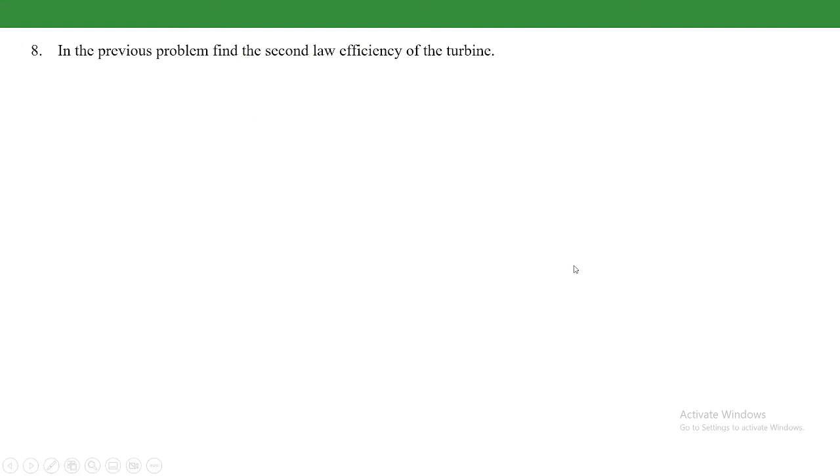In the previous problem, we have to find what is the second law efficiency of the turbine. Okay, so what is the second law efficiency? The second law efficiency is equal to the actual work by the reversible work.